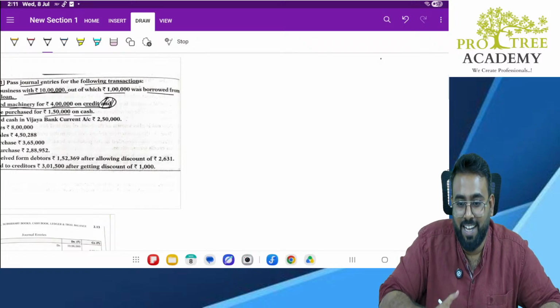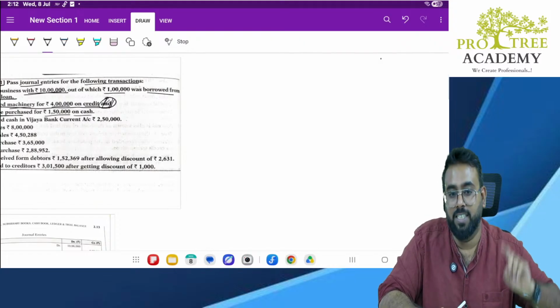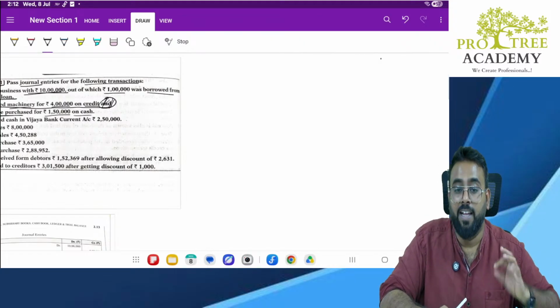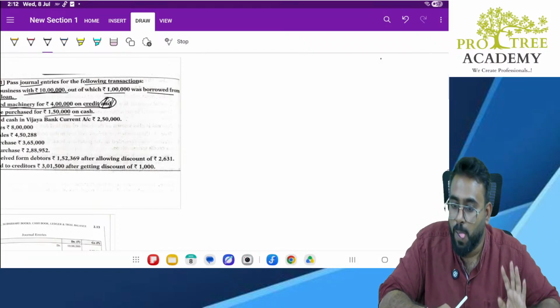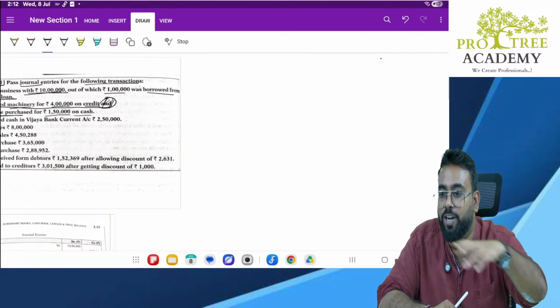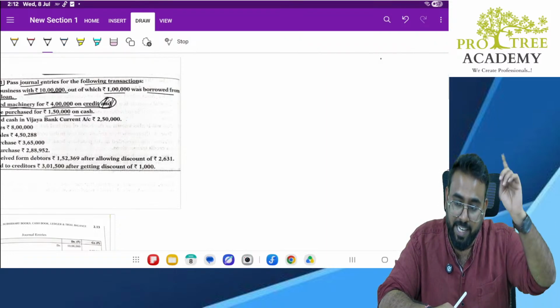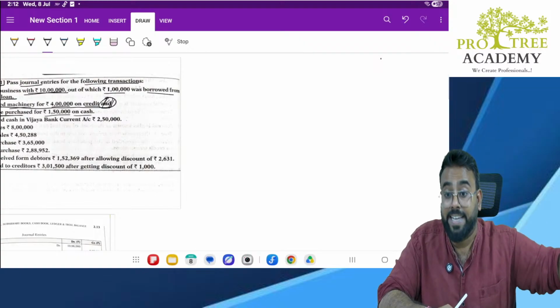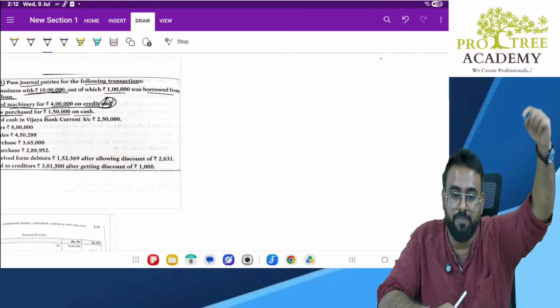Machinery purchases? I already told you in yesterday's class only. If it comes under expenses, it will go to purchases. Usually in purchases, the goods which we purchase and sell will come under purchases. Clear? Now, is the machinery we are purchasing going to be sold? No, we are going to use it for the future. That is why I told you it is an expense, but it will come under capital expenditure.